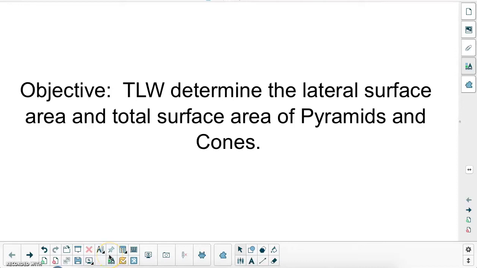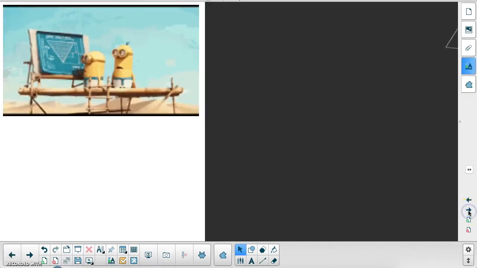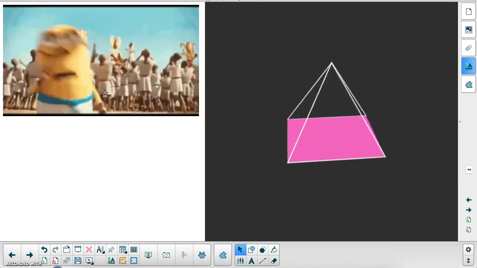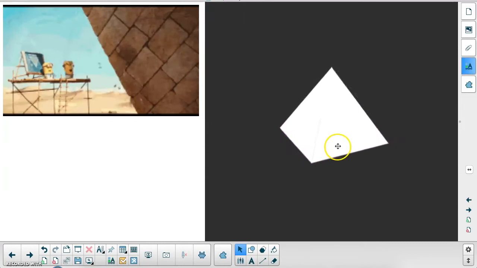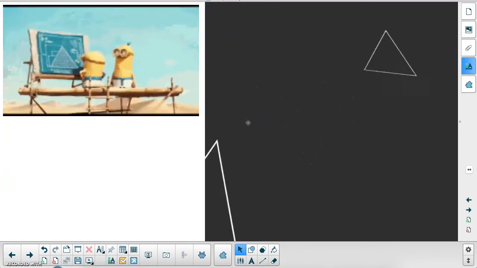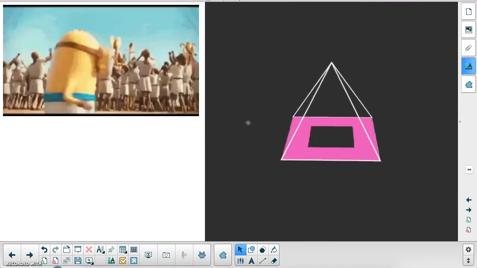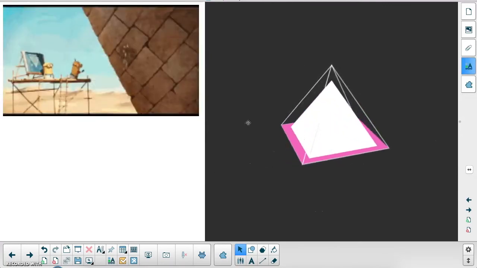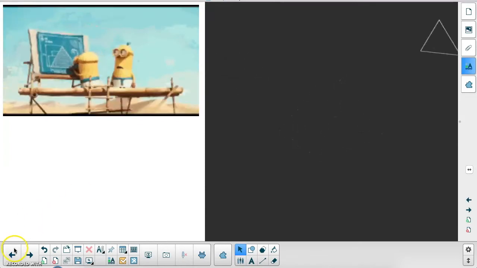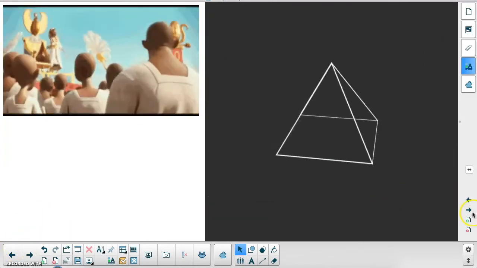In this video, the learner will determine the lateral surface area and total surface area of both pyramids and cones. So we've all seen the pyramids in Egypt. We're used to seeing pyramids with a base that's a square, but there are other types of pyramids, and we're going to experience finding the area and volume of those in the next couple of lessons.